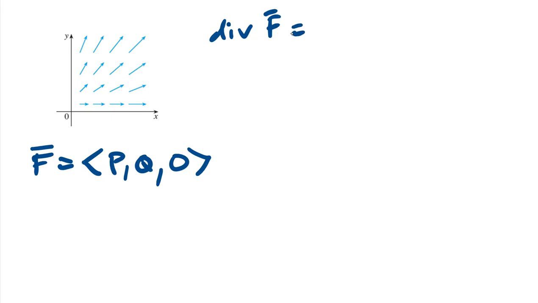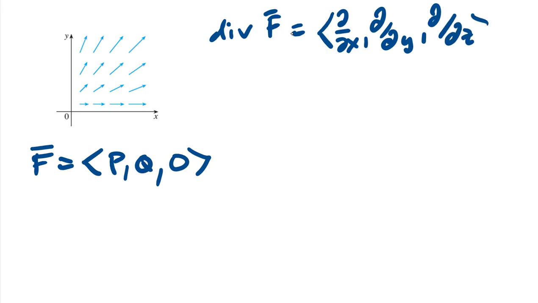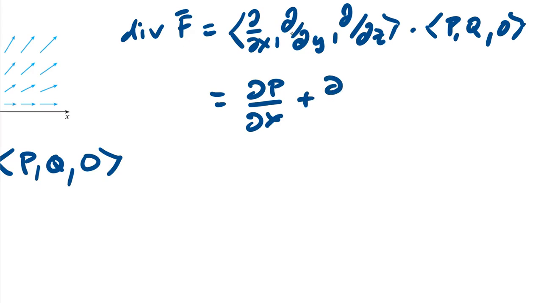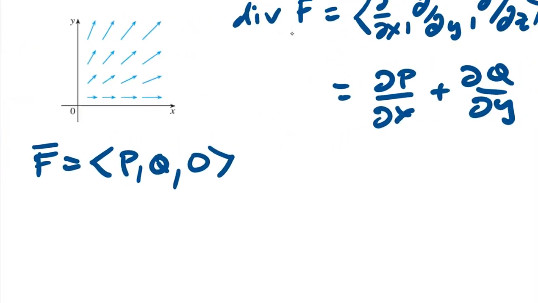So the divergence of f will be, once again, partial with respect to x, partial with respect to y, partial with respect to z, and you're going to dot that with your vector P, Q, and R, 0, like that. Okay, so here we get the partial of P with respect to x plus the partial of Q with respect to y plus 0. So it's just this. All right, so let's see what the divergence is here.